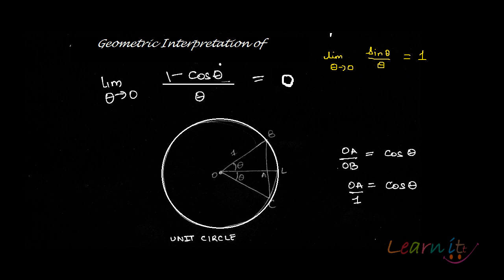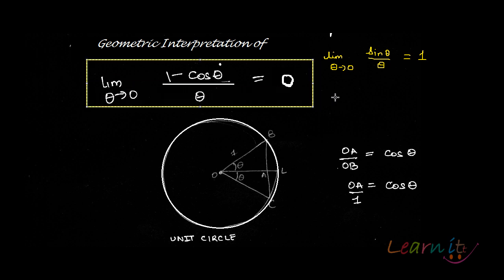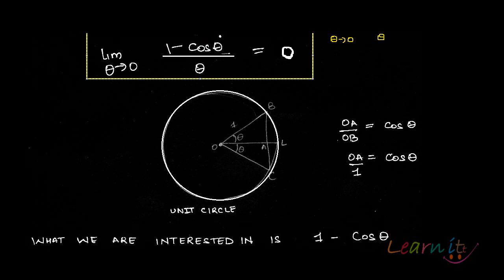Now, the next identity that we have been using quite frequently is the limit as theta goes to 0 of the ratio 1 minus cos theta upon theta. And we have used that this ratio equals 0 as theta goes to 0. Now, how is that exactly happening? Let me geometrically show you what exactly we are talking about and what exactly is happening.